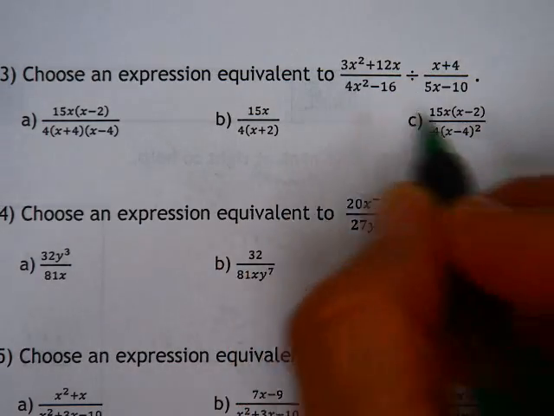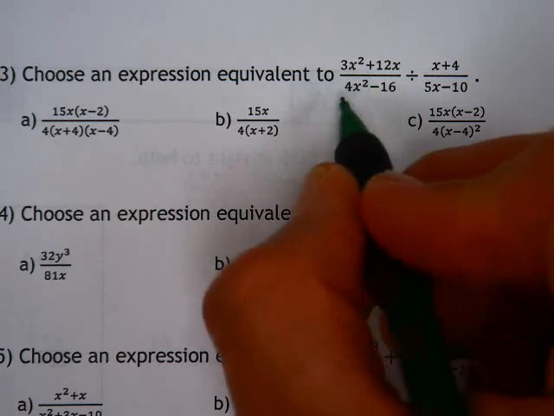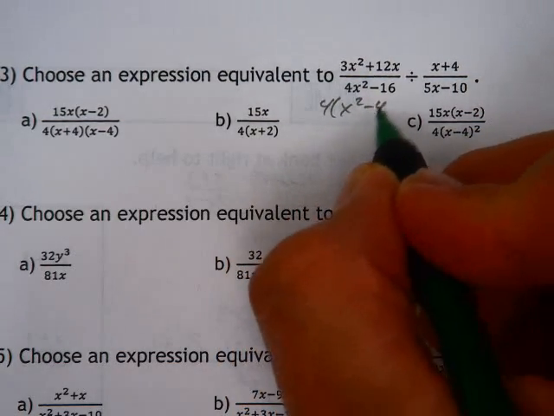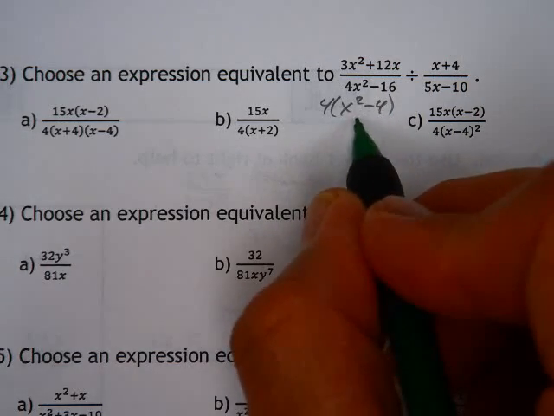Difference of two perfect squares, but you can also take out a 4. So I would suggest taking out that 4. You're left with an x squared minus 4, and then you can factor that even further.